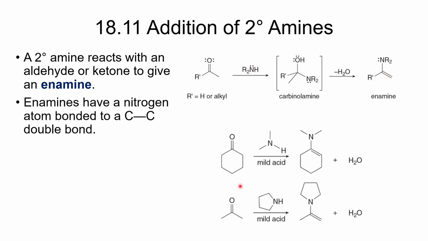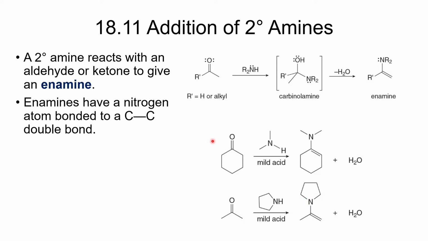Let me show you some specific examples here. Here we have cyclohexanone plus this secondary amine, and we get this. Again, this is called an enamine. Here's another one, acetone, with this cyclic amine, and we end up getting this enamine.